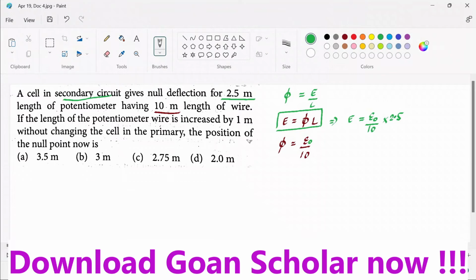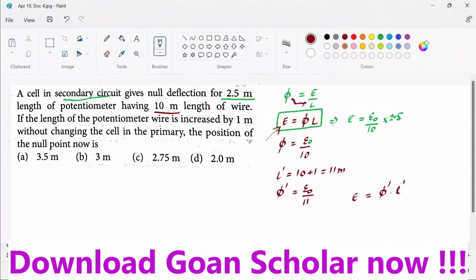Now in the second case, when the length increases, what will be the new length? L prime, that is 10 plus 1, that is 11 meter. So what's the potential gradient now? The length changes, because phi is dependent on L. So this will be phi prime, that will be equal to E naught by the new length, which is 11. Correct. So can we find the new balancing length for this circuit? Yes. E is equal to phi prime into the new length. We are finding L prime.